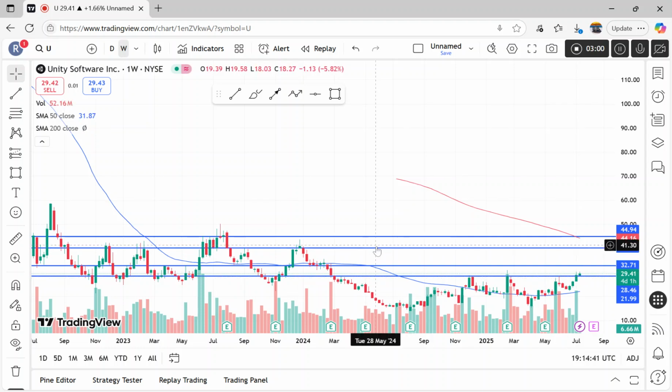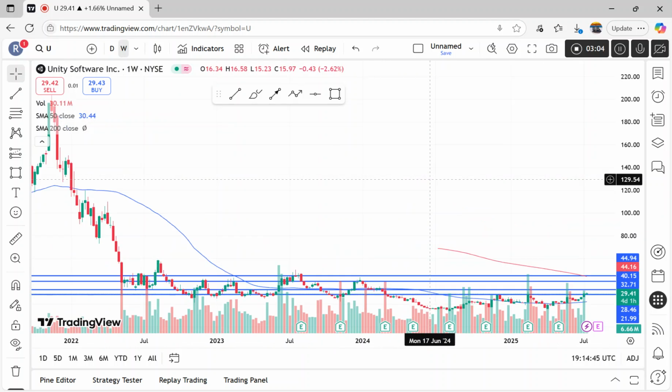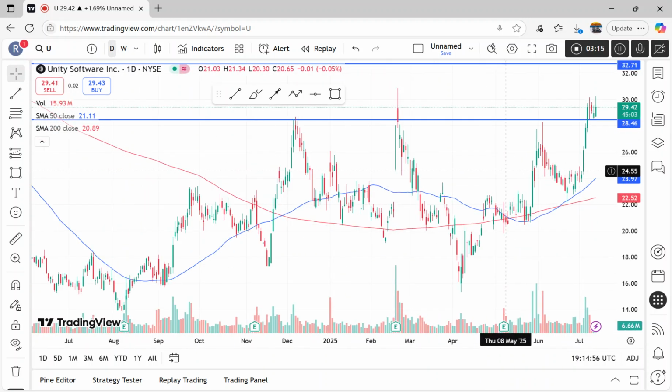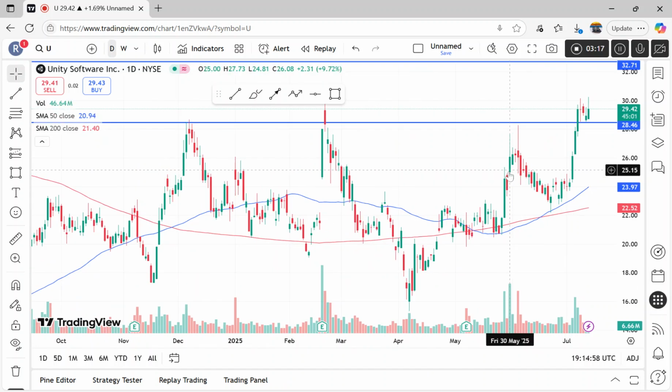So I talked about this in the past. I think this is a good candidate to put on your long position watch list if it's not already on there. And if you like this kind of setup, this is probably a good time to get in. But this is not financial advice. This is just for educational purposes only.